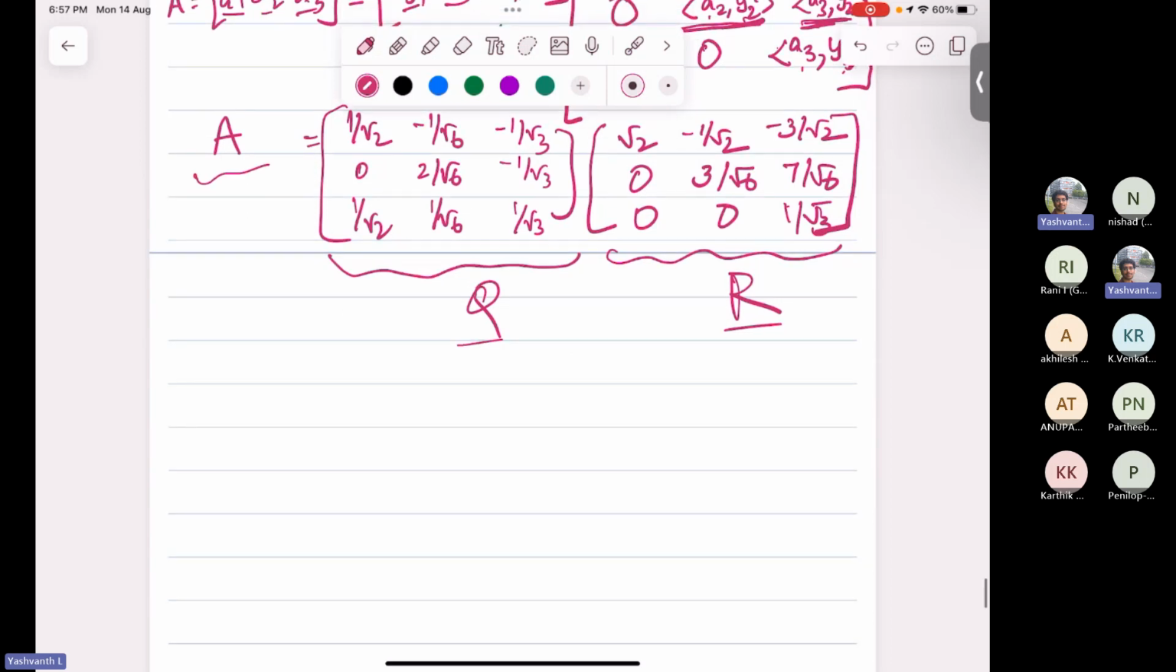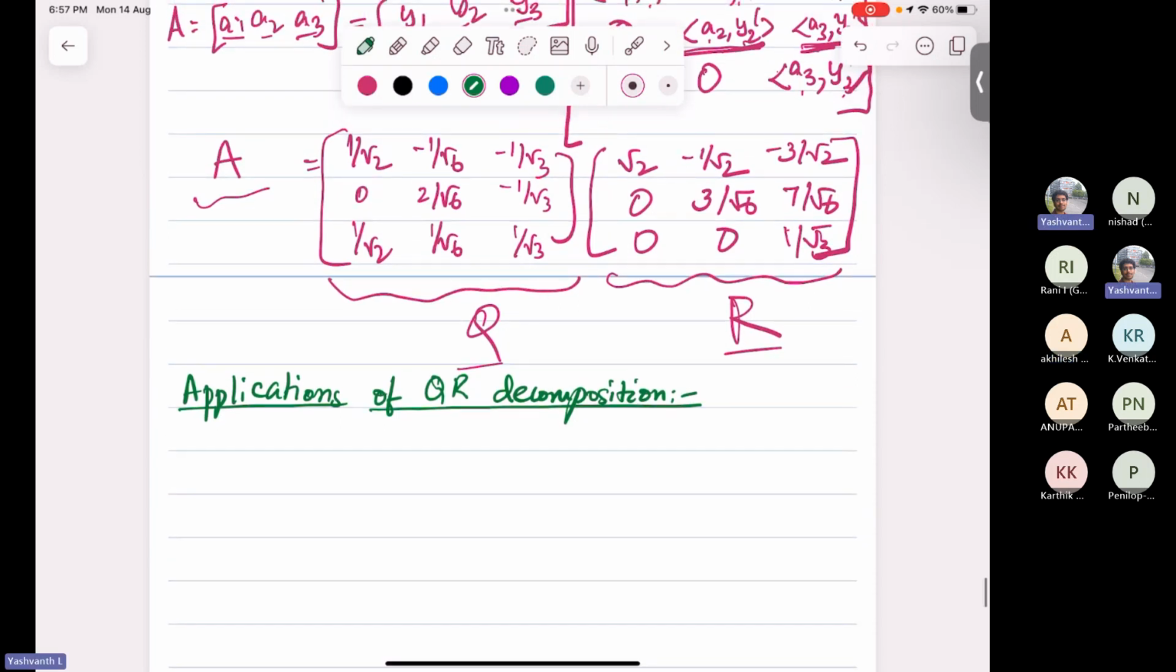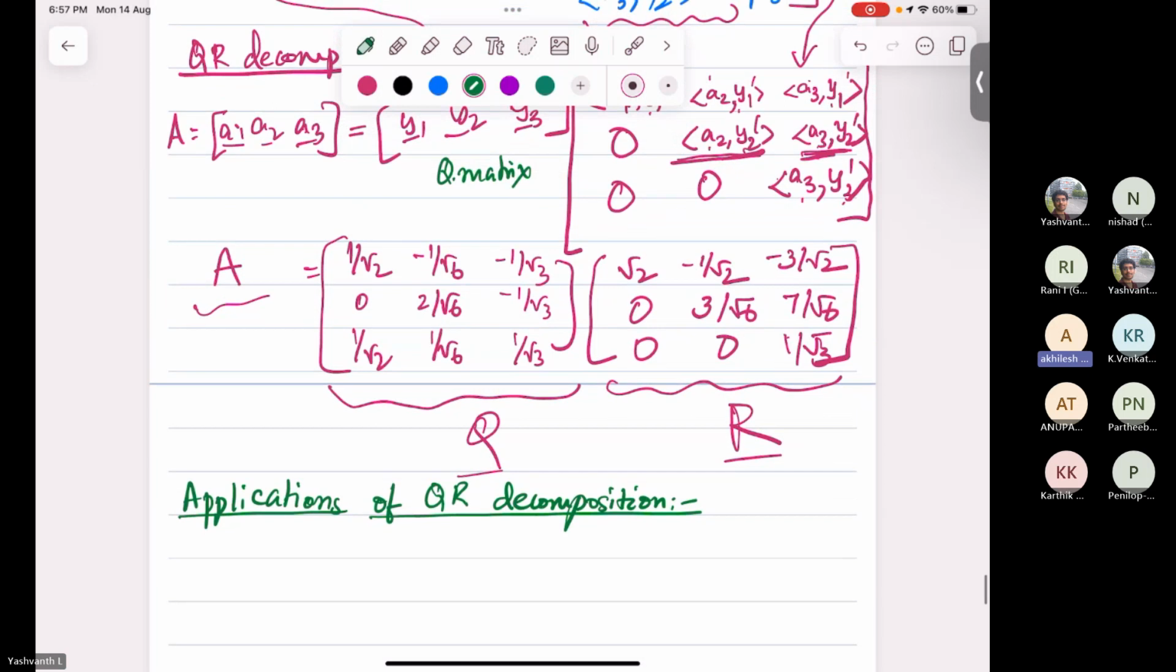Okay. Some applications of QR decompositions. One question. Yeah, this Q matrix is a unitary matrix, correct? So we studied that this Gram-Schmidt orthogonalization will produce orthonormal vectors, right? So both are same, right? Yes, unitary.